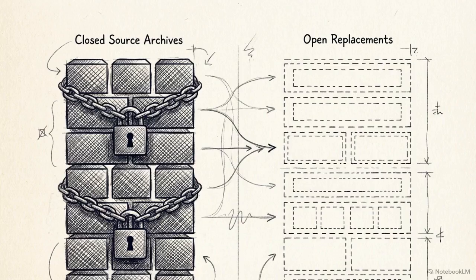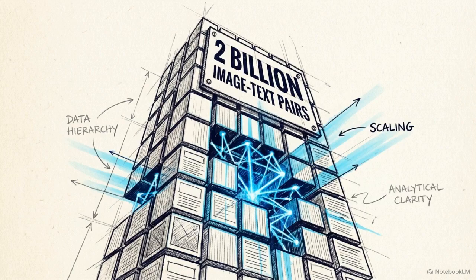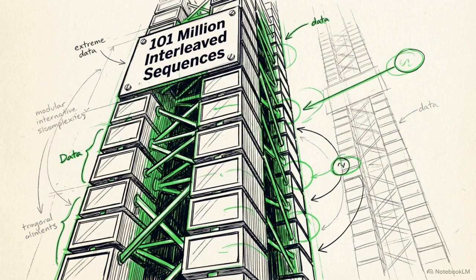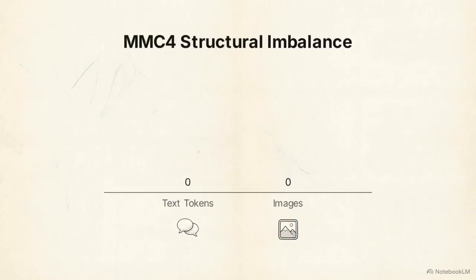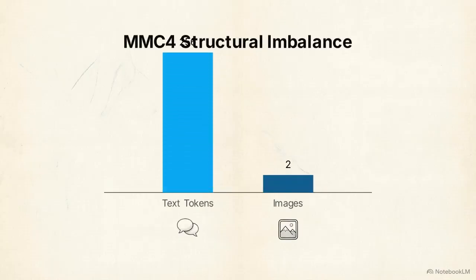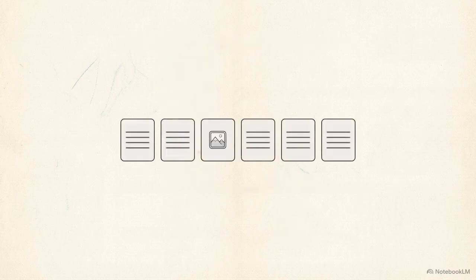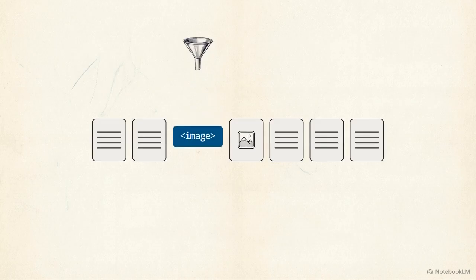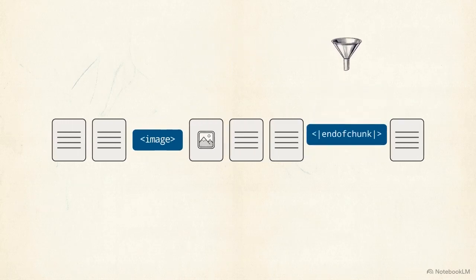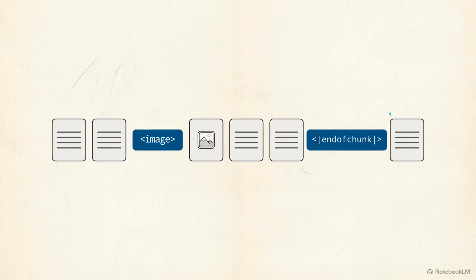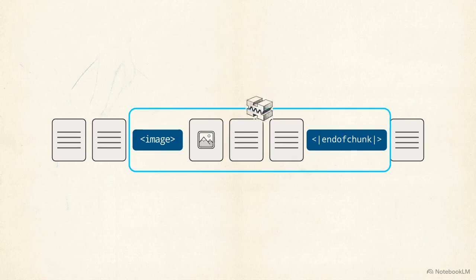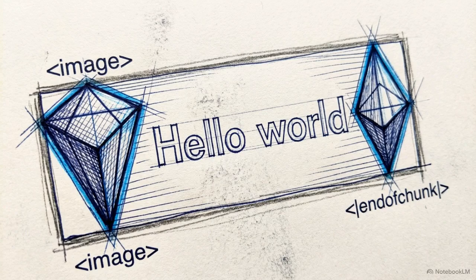Replicating Flamingo required finding public equivalents to proprietary datasets like ALIGN and M3W, which are currently unavailable to the public. The team used LAION-2B for single-image text pairs and Multimodal C4 for interleaved sequences. This chart reveals MMC4's structural imbalance: long text strings but exceptionally few images. To compensate, researchers pre-process sequences by inserting an image token exactly where a visual appears. They then add an end-of-chunk token, mapping the precise boundaries of each cross-modal relationship. Forcing a language model to respect visual context requires explicitly hard-coding these spatial boundaries directly into the token sequence itself.